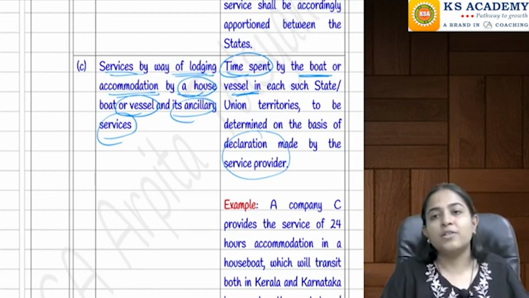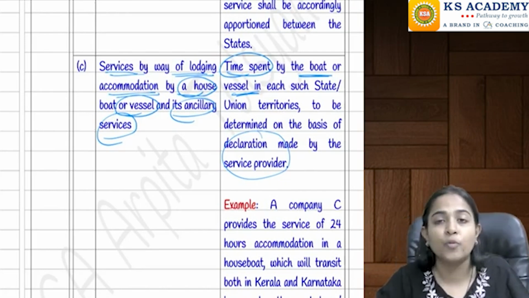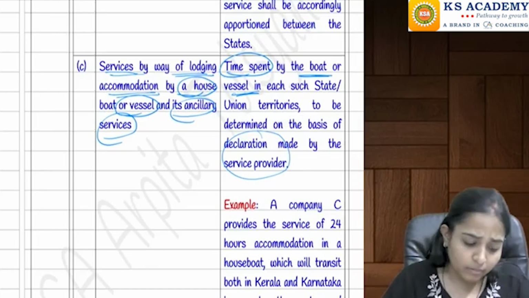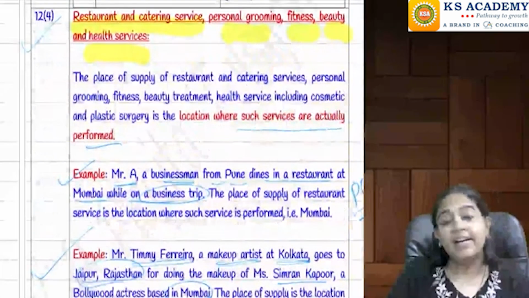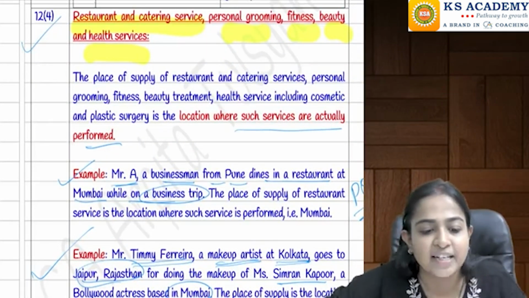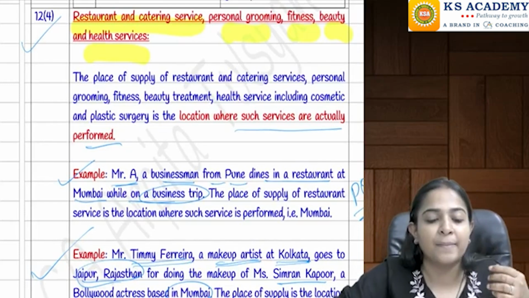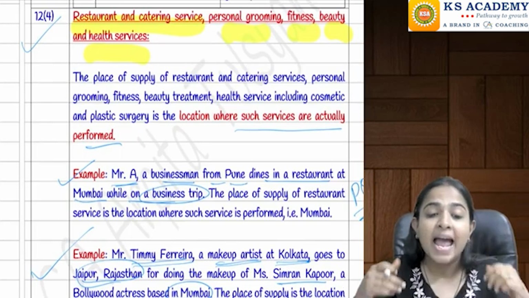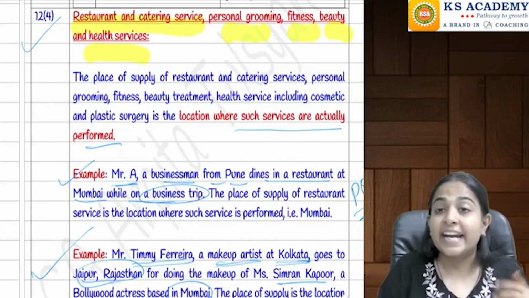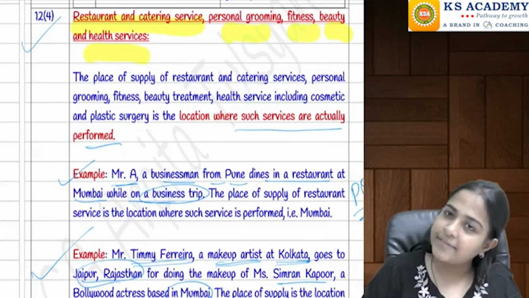Now listen, this was all about your section number 12.3. Now let's go to the next section, that is section number 12.4. 12.4 talks about restaurant services and catering services, personal grooming services, fitness services, beauty health services, etc. In such cases, place of supply will be the place where the services have been actually performed. Makeup services, catering services, wherever we are providing the catering services to that particular customer. This is very, very simple.